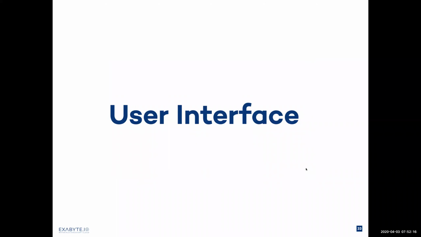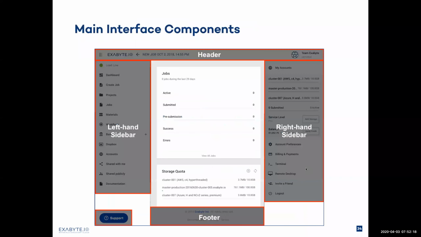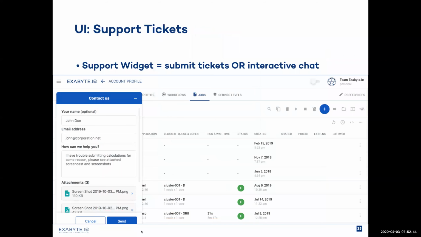So let's look a little bit at the user interface and its main components. There are 5 main components of the basic user interface, the generic user interface. That starts with the header at the top, the left-hand sidebar, the right-hand sidebar, the footer at the bottom, and the support widget. And let's speak a bit more about the support widget, because that's the most important component in the beginning. This is how it looks.